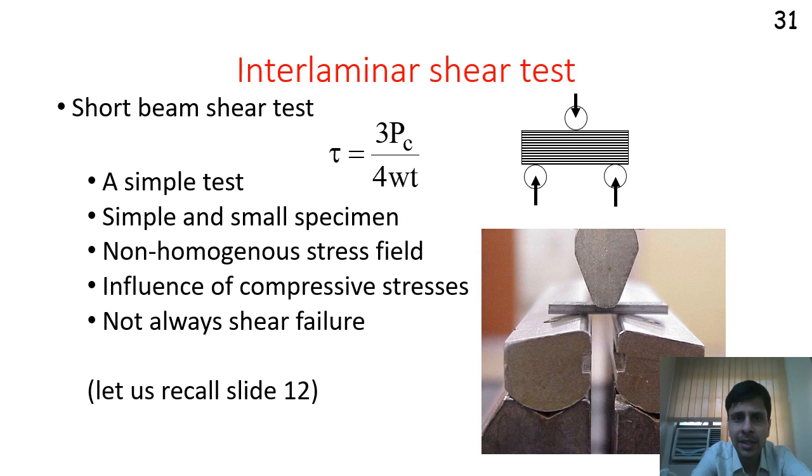Let us calculate the interlaminar shear strength. How do we do that? We can use what is known as the short beam shear test, where you have a very small sample and you apply a 3-point bending test. Now if you recall, the 3-point bending test is used to calculate the bending properties.